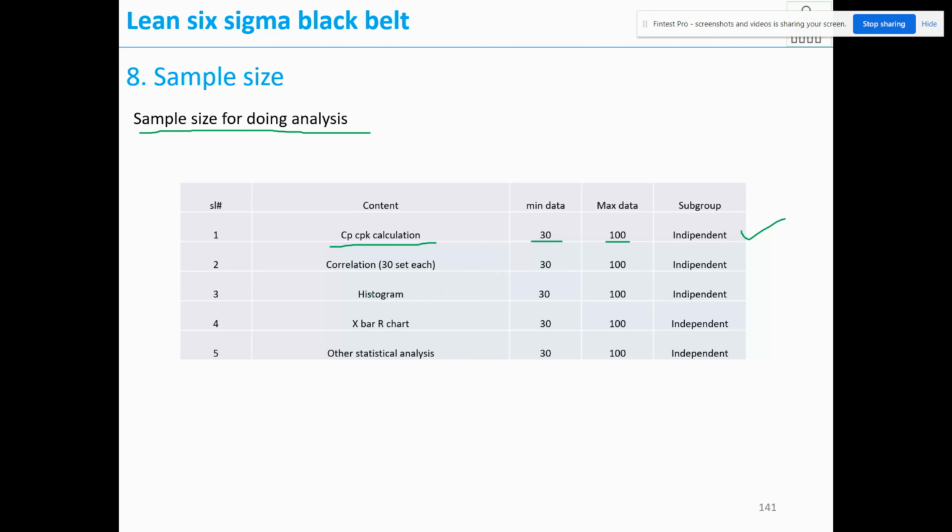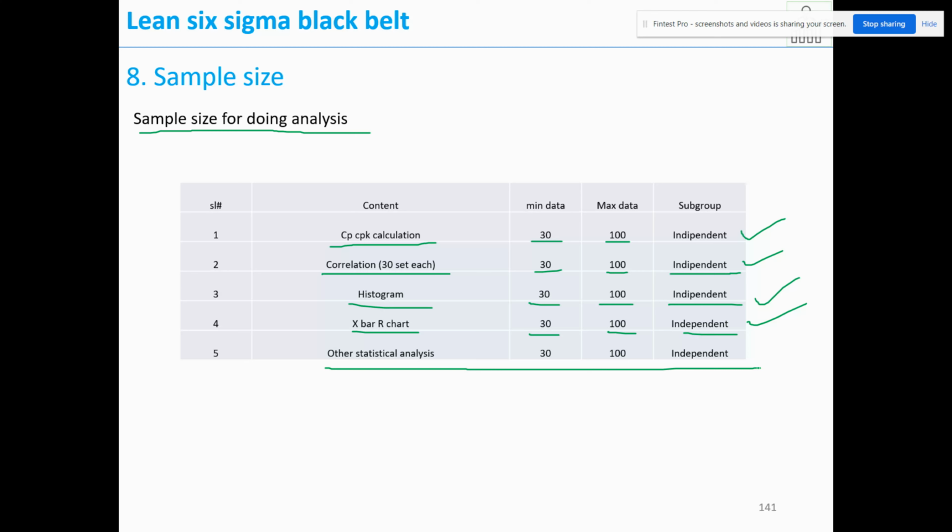Now for correlation, 30 sets each. That means for x and y we need 30 sets each, with a minimum of 30 data and a maximum of 100 data. The subgroup here is also independent. For a histogram, minimum 30, maximum 100, and the subgroup is independent. For an X bar R chart, minimum data 30, maximum data 100, and the subgroup is independent. For other statistical analysis, you can also take more than 30. So this is an example of the sample size that can be taken for different analyses.